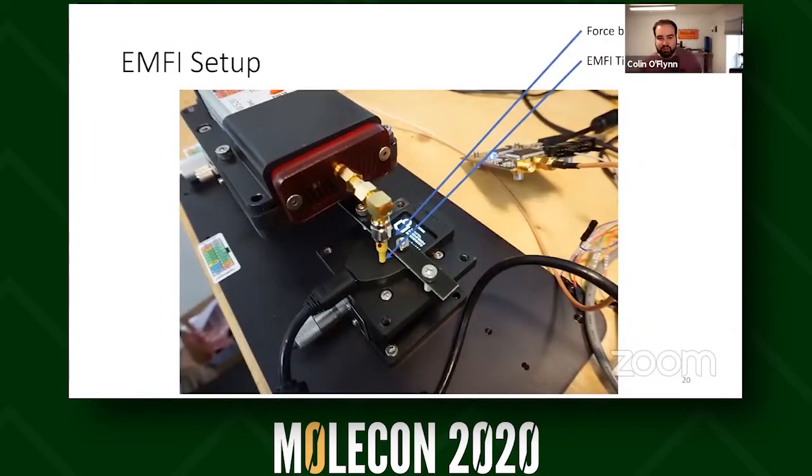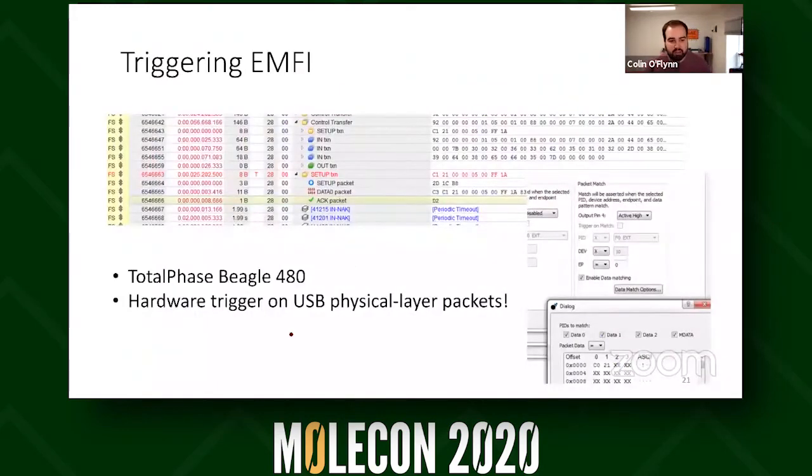The EMFI tool is basically a tip that's positioned over the IC, and we have some way to trigger it. At the time I'm using a Total Phase Beagle 480, which is basically a hardware trigger on physical layer packets. So I'm triggering physically: if you were to look at the USB wire, what you can see is this sequence of data. This data packet here. There's some data that says, hey, I'm going to request that descriptor, and in this case, the C021, I'm going to trigger on that request going over the wire.